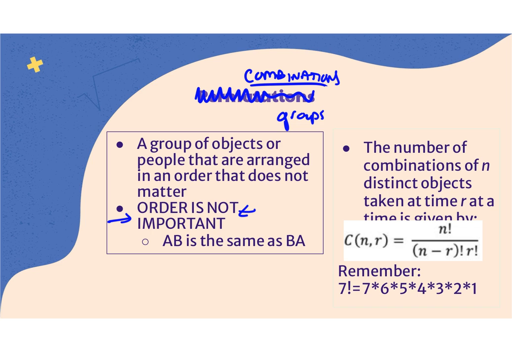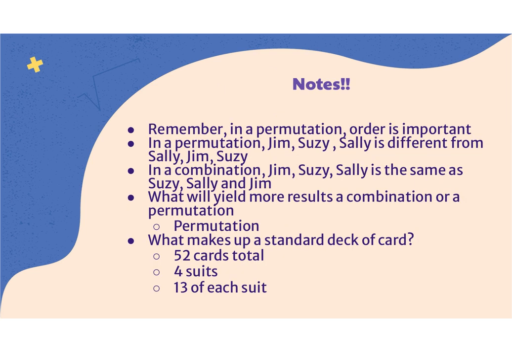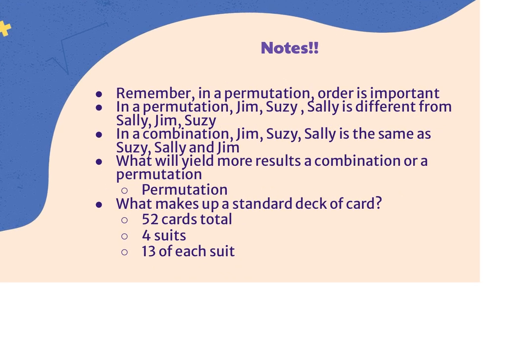So when you go to look at this, it's going to be the same n factorial over n minus r factorial, but then you multiply by another r factorial. So you think about it as n choose r. In a combination, Jim, Susie, and Sally is the same thing as Susie, Sally, and Jim. You're going to have more of a permutation.